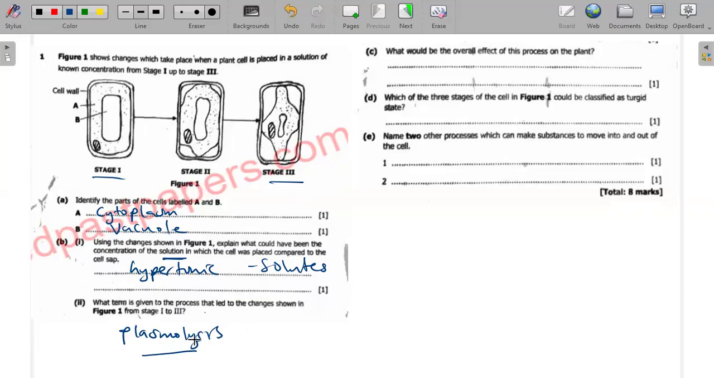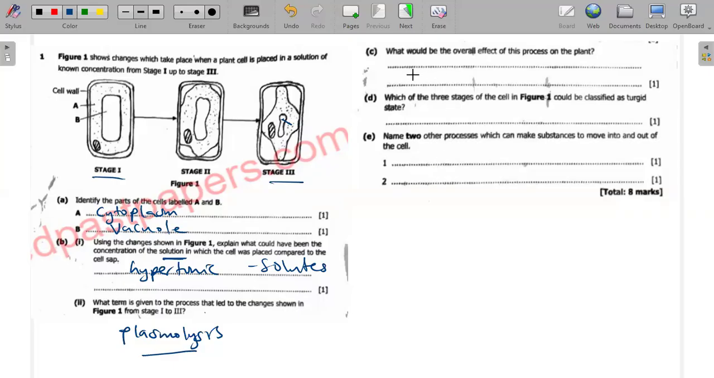And then when the cell is placed in this concentrated solution, it loses water because the solution is highly concentrated. So now, in order to balance up the concentration gradient, we see that water, or these solvents, will move from this part, the vacuole, which has more of the solvents, into the solution, which has more of the solutes, in order to balance up the concentration.